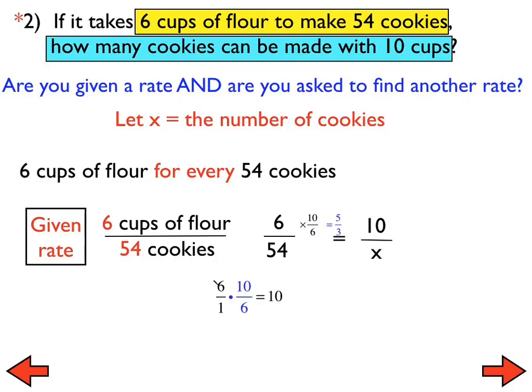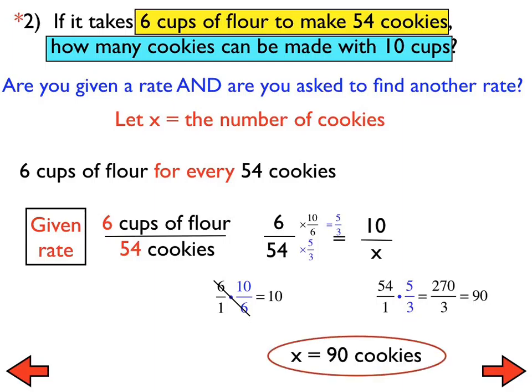I'm going to use that with my 54. 54 times 5 over 3 equals my x. And what did you get for x? Good. 270 divided by 3 would be 90 cookies. Okay, so we got 90 cookies.